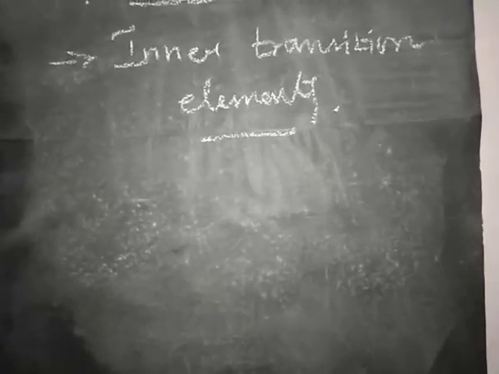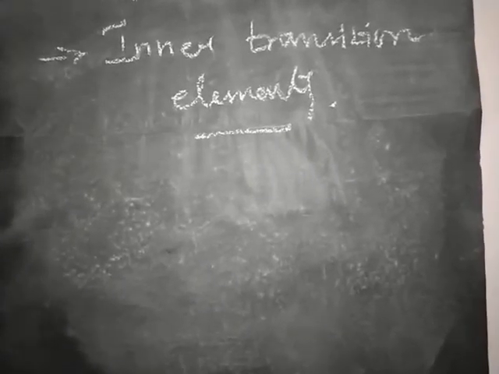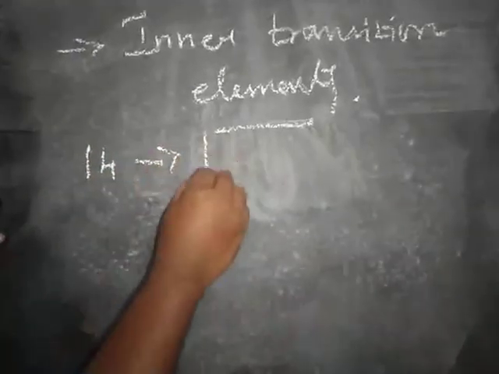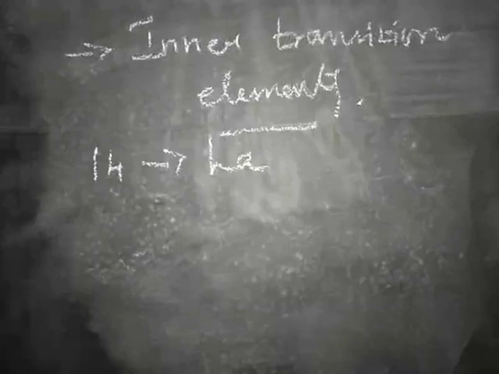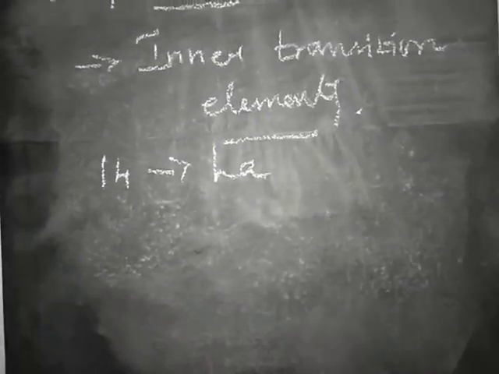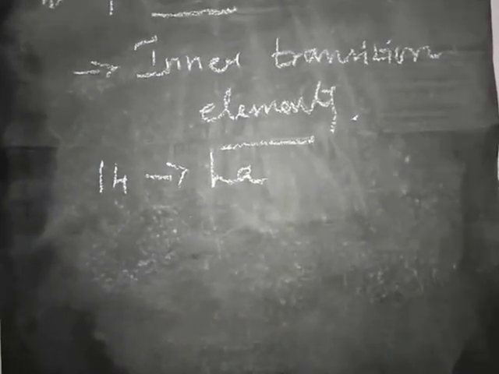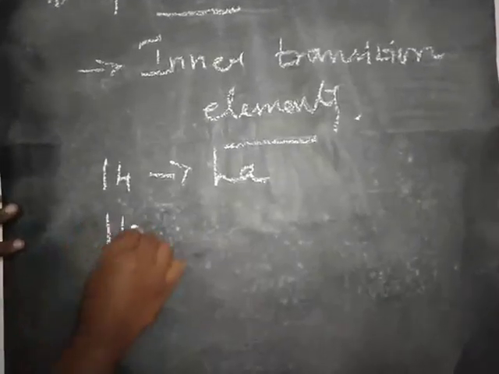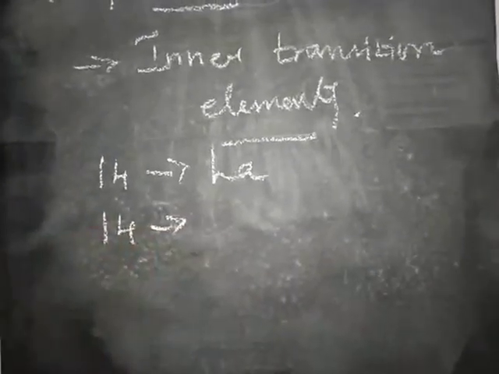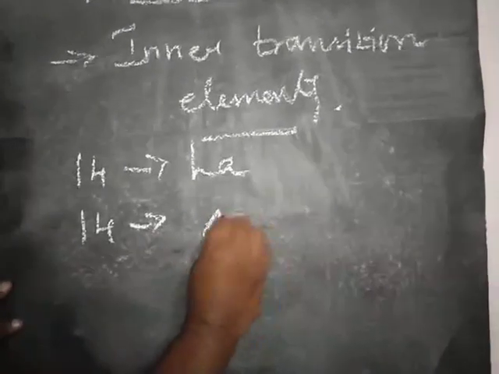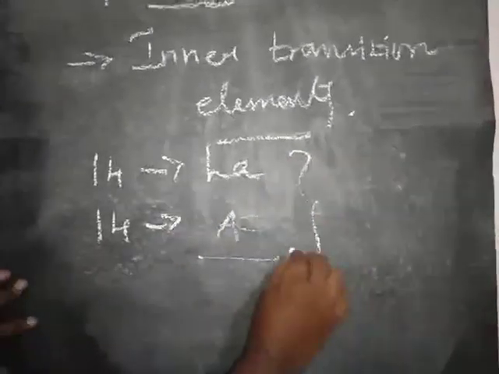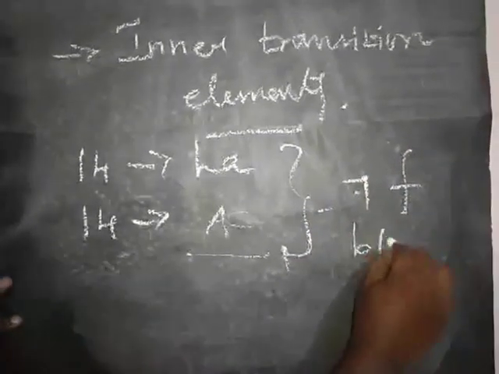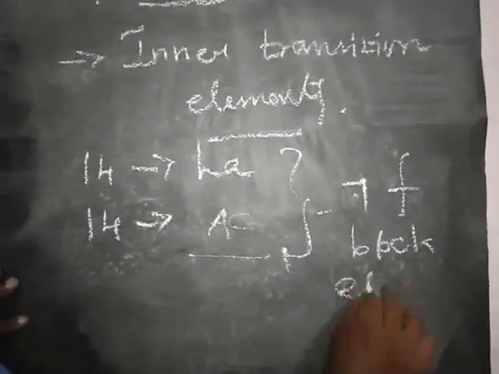It includes 14 elements after lanthanum, the lanthanides, and 14 elements after actinium, the actinides. Lanthanides and actinides together are called F block elements.